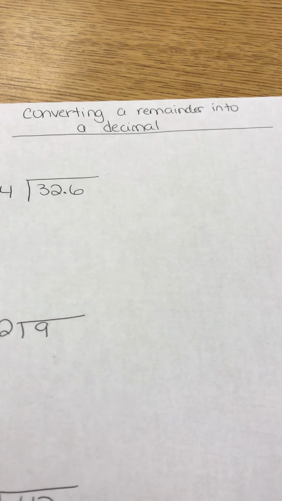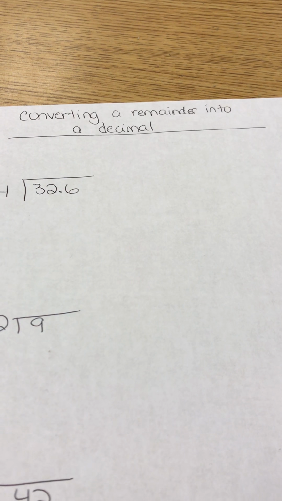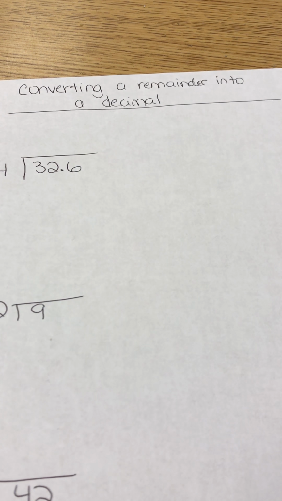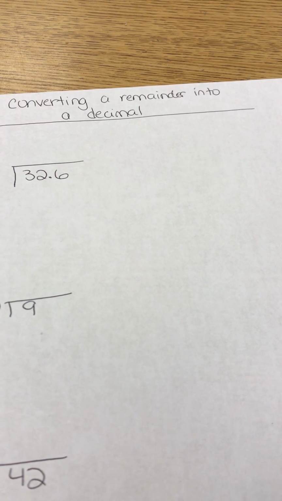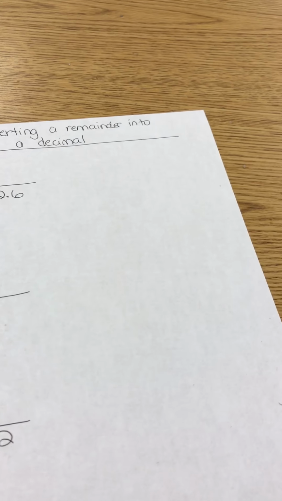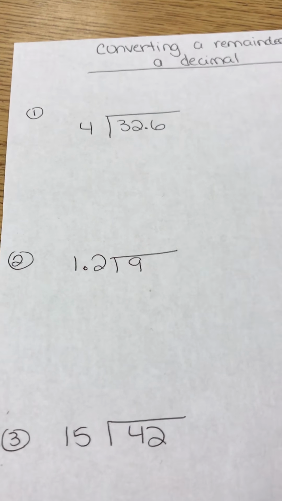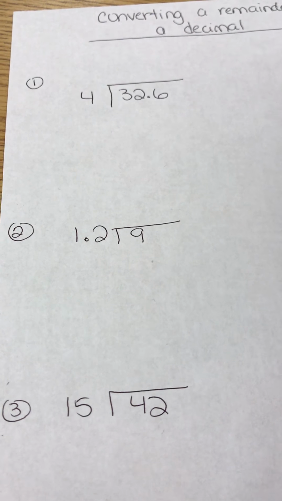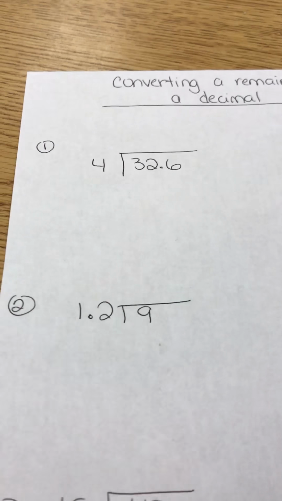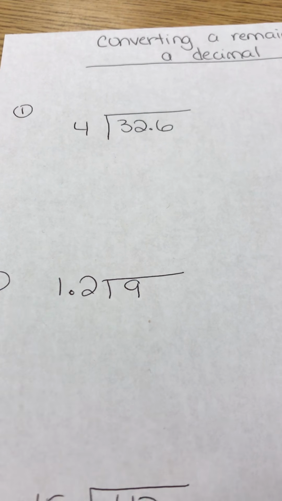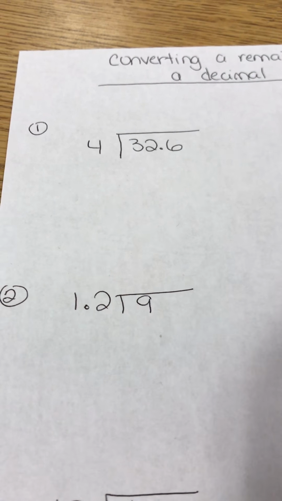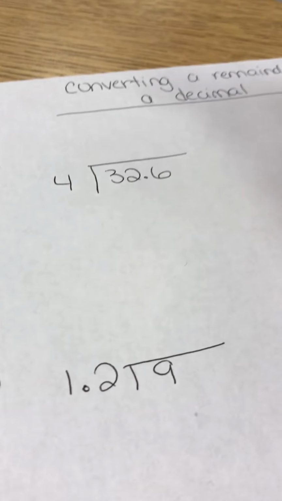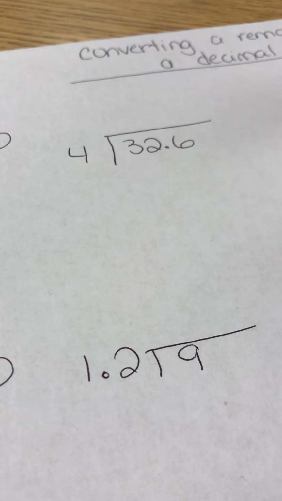This video is going to walk you through the process of converting a remainder into a decimal when doing division of decimals with a whole number. It will require the use of adding zeros to the dividend. I'm going to walk through three examples that provide three different scenarios in which you will receive a remainder, and that remainder will then need to be converted into a decimal and not left in that remainder format. For example, if we are doing 32 and 6/10 divided by 4.